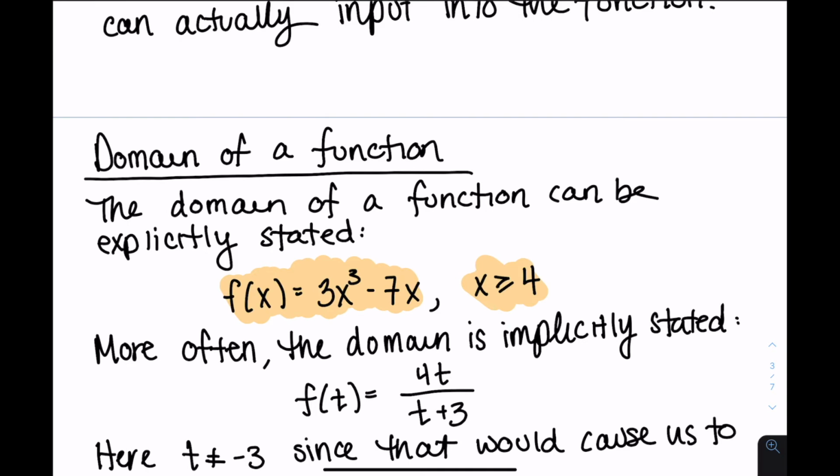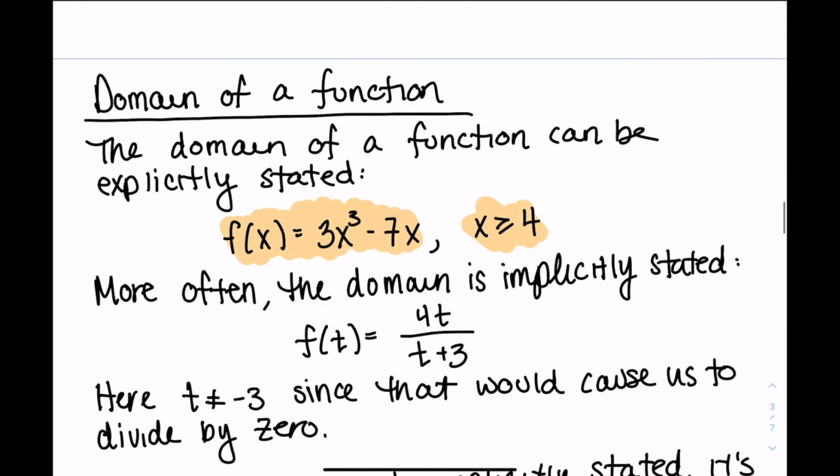But more often than not, we're not going to be given that. You're going to have an implicitly stated domain. So what that means is I'm going to give you the function, and you just have to tell me what values of x are okay. So if I give the function f of t is 4t divided by t plus 3, we'd have a problem when t equals negative 3, because that would make this denominator equal 0, and we know we can't divide by 0. So every other value of t except negative 3 is perfectly fine to plug in here.